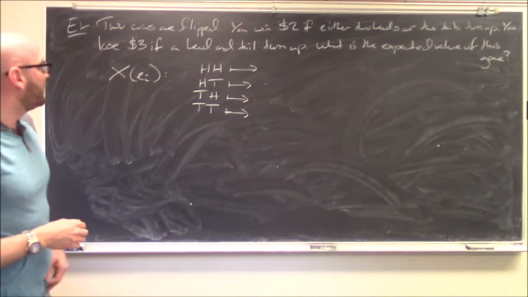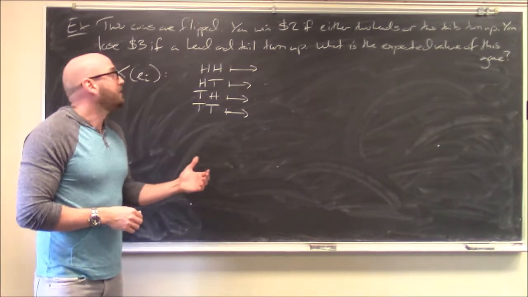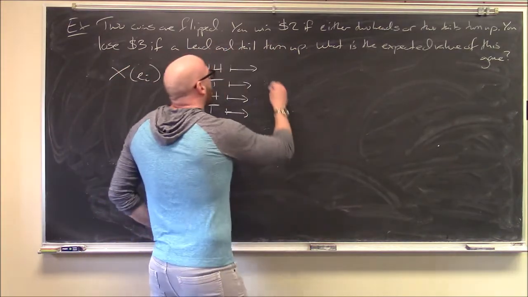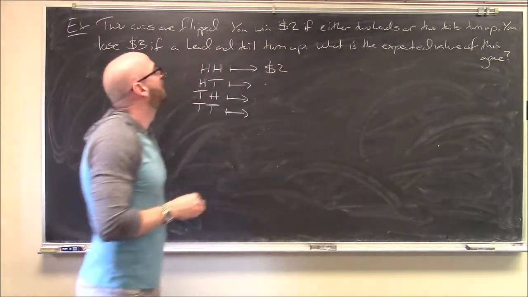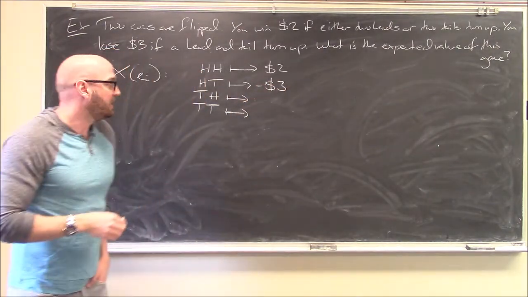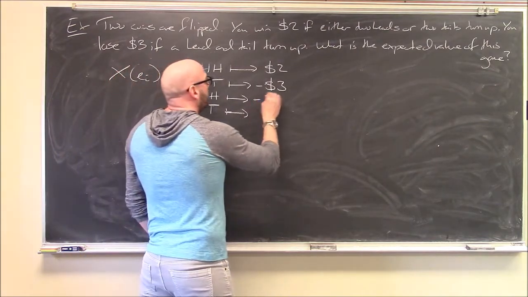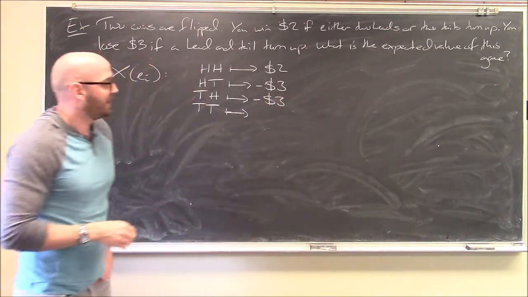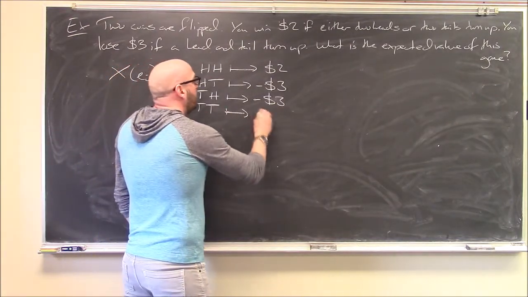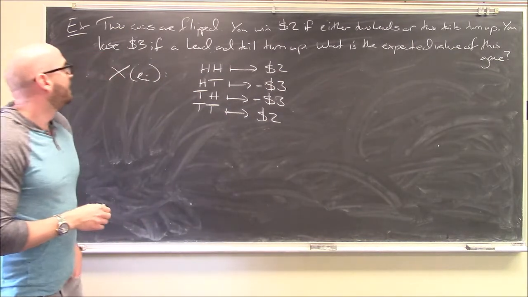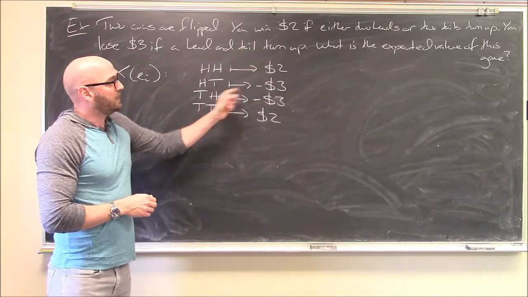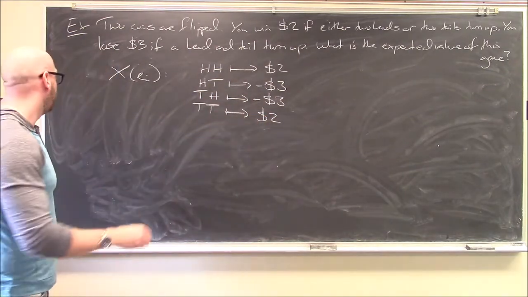Well, what numerical value would make sense to assign to them? It's the amount of money I'm going to win or lose, right? So HH is a winner. I win $2. HT is a loser. I lose $3, so I'll assign to that the value minus 3. TH is also a loser. I lose $3. And TT is I win $2. So these two outcomes get assigned the value 2, these two outcomes get assigned the value -3. That's a random variable.